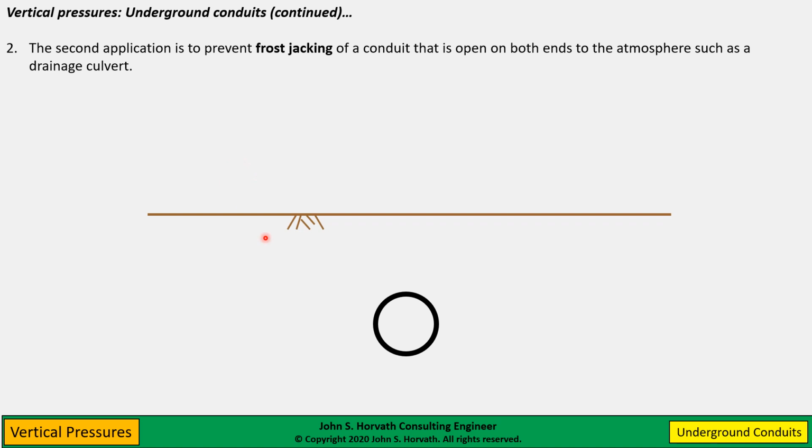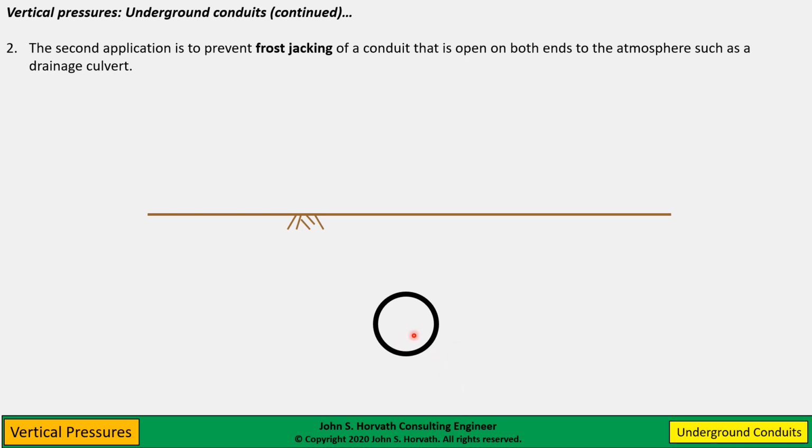The second benefit is to prevent what we call frost jacking. This is when we have a conduit, say some type of culvert under a highway embankment, which is a very classical example. You have a culvert of some kind. It doesn't have to be circular. You have a culvert of some kind under a road embankment or rail embankment, and that culvert is open on both ends to the atmosphere.